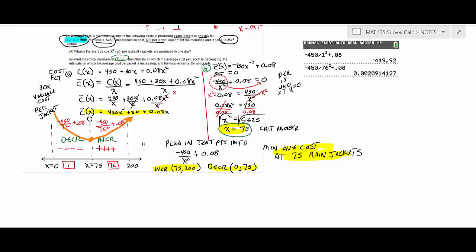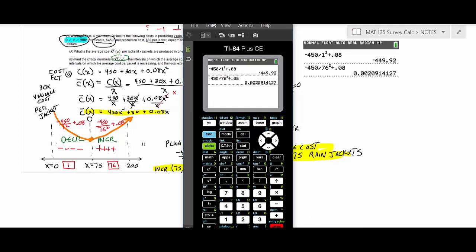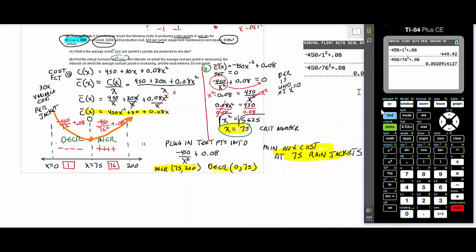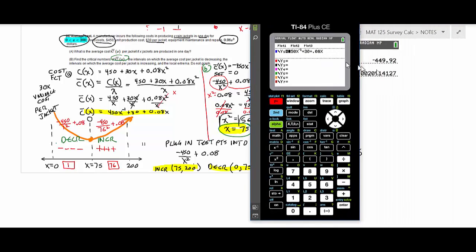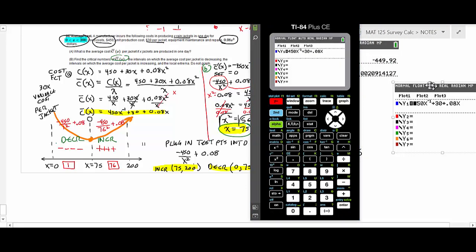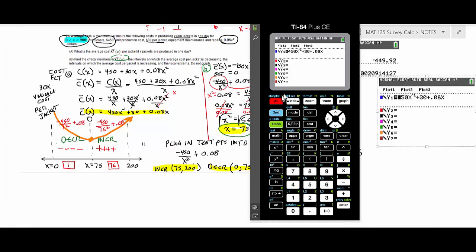One last thing I want to show you, and you can do this on the calculator if you want to, is, let's see, this is the average cost. The average cost function is this thing right here in yellow. So 450x to the negative 1 plus 30 plus 0.08x. So you want to put that in your calculator. I'll kind of slide these things over here so you can refer to them. For a window, we want to go 0 to 200 because that's what the problem said. Scale by 50 or whatever. 50 is a good thing there.